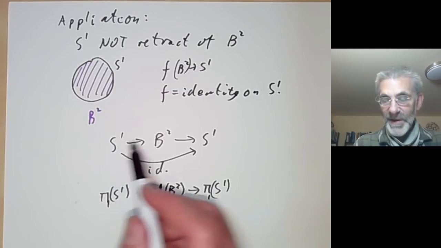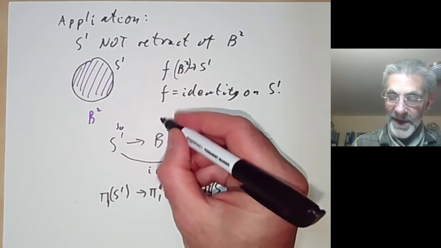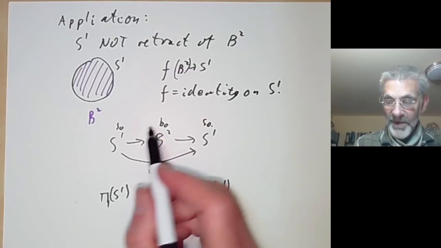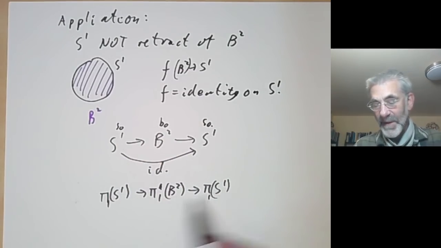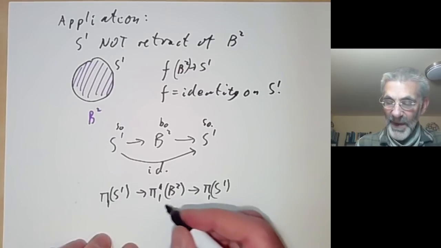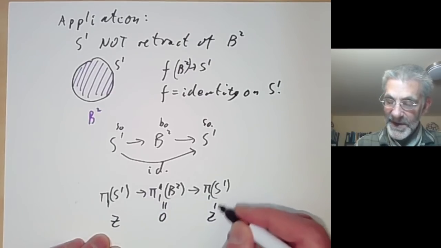If you've got a map between spaces preserving the base points, which I forgot to write in, as I should have done, then we get a map between fundamental groups. And I'm getting bored of writing out the base points, so I've just missed them out here. And now this group is equal to 0, and this group is Z, and this group is Z.